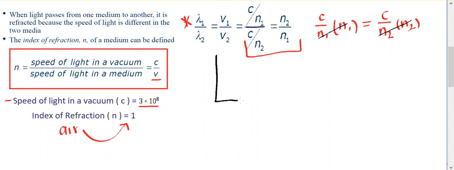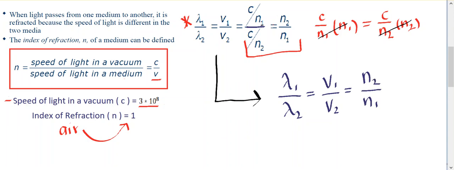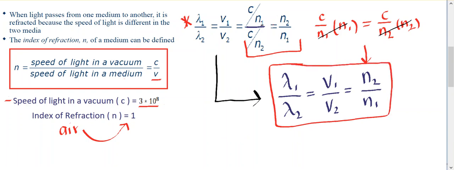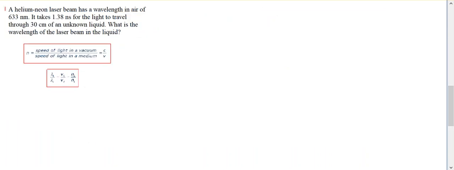So if we were to take this and simplify, we would get the wavelength in medium 1 over the wavelength in medium 2 is equal to the speed of the waves in medium 1 over the speed of the waves in medium 2, which is also equal to the index of refraction in medium 2 over the index of refraction in medium 1. Now pay close attention to this last fraction here because it is flipped with medium 2 being on the top. This is a very important ratio to understand when comparing different mediums and how light travels within those mediums. So let's apply these ideas to a problem.